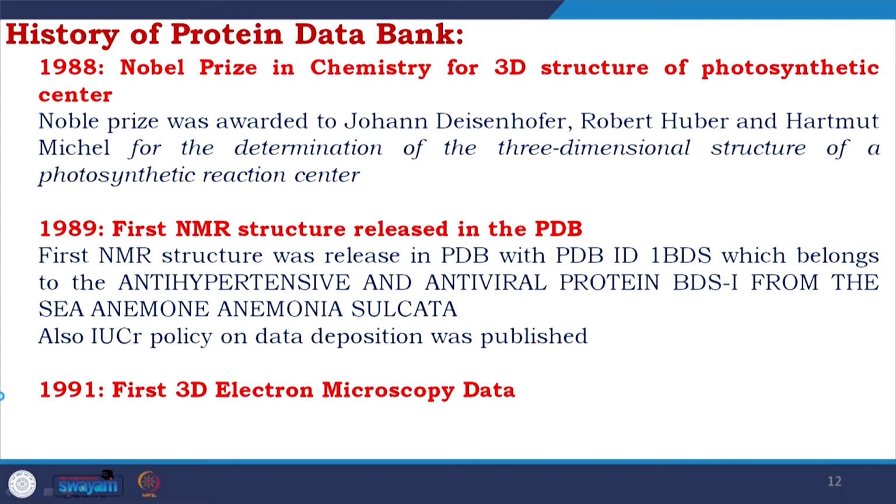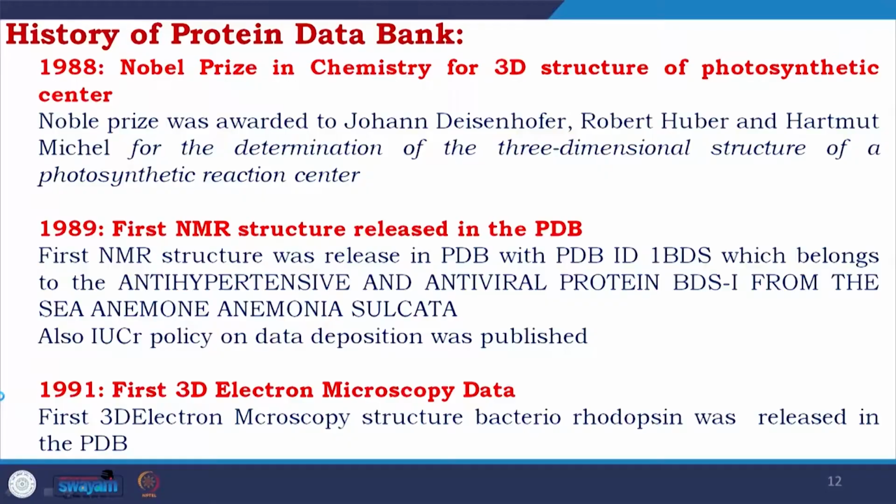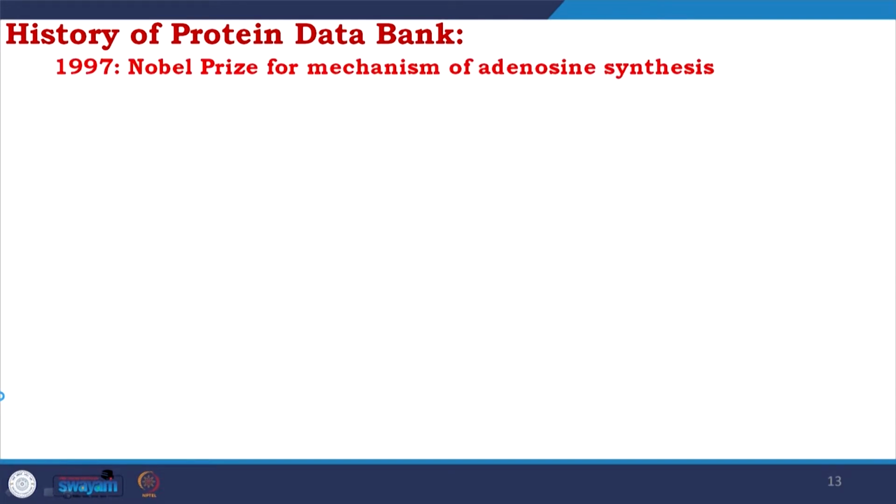In 1991, the first 3D electron microscopy structure, of bacteriorhodopsin. This is one of the innovations which made the mark of electron microscopy towards solving protein structure, by Henderson, who is also part of the Nobel Prize in 2017. So, in 1991, they came up with the structure of bacteriorhodopsin using cryo-electron microscopy. We have already discussed that event, but now it is also connected in terms of PDB.